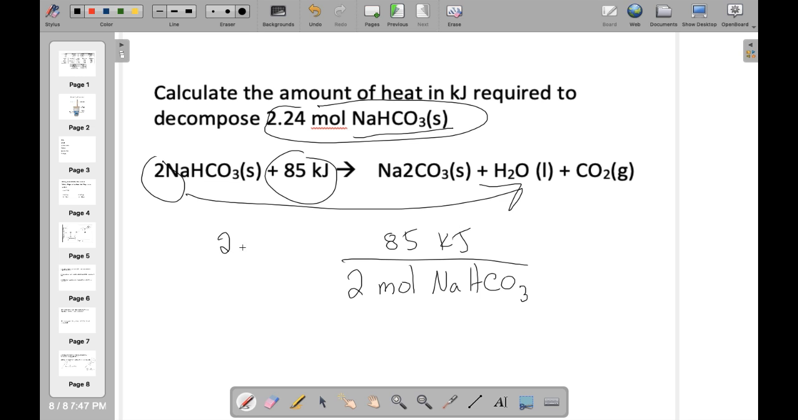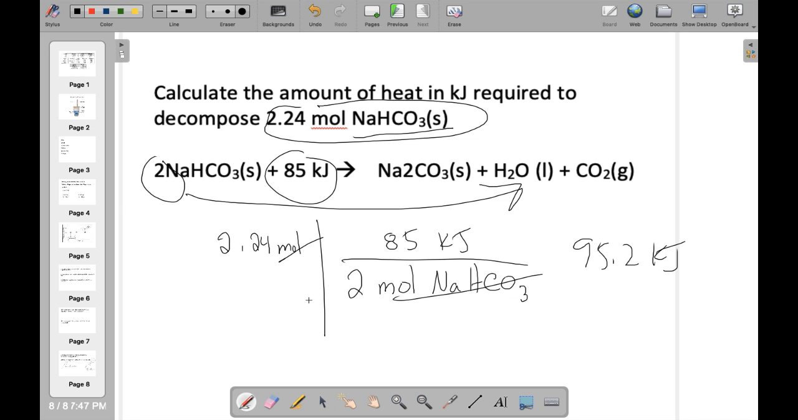So now I can easily say, well, I have 2.24 moles of this stuff. It'll all cancel. So really, in the end, I'm just going to take 2.24 times 85, divide it by 2, and I'll get 95.2 kilojoules. So that's how you answer those sorts of questions.